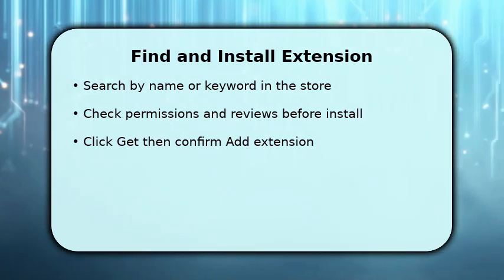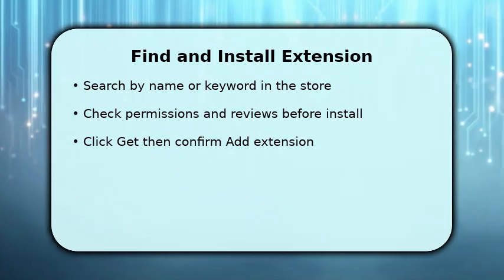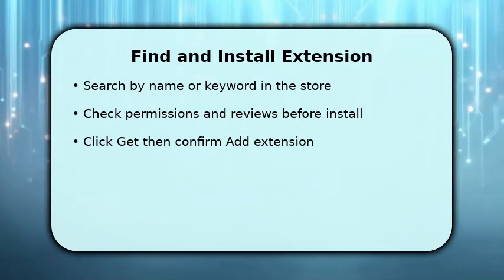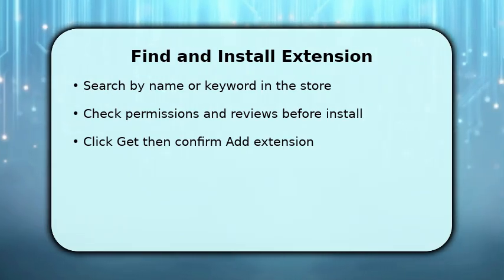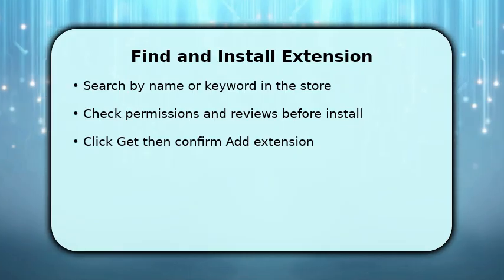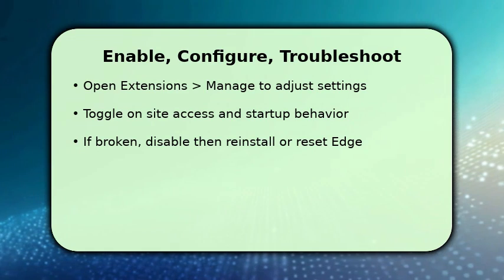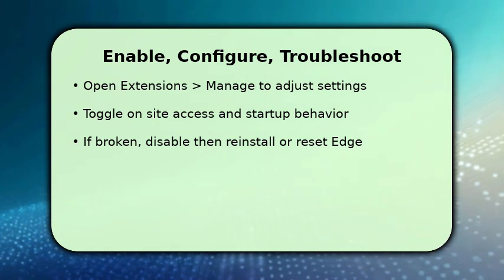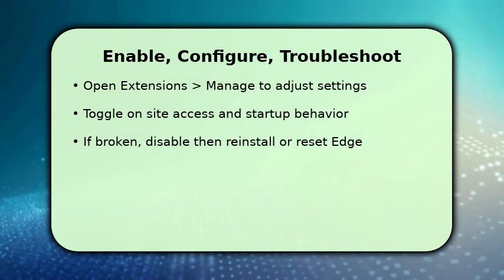Edge will download and install it, and you'll see the icon appear in the toolbar. If you want it pinned, click the puzzle icon and pin the new extension so it's always visible and ready to use. You finish by opening Extensions and selecting Manage to configure options like Site Access and Startup Behavior. Adjust these so the extension only runs where you need it. Make sure to pin or hide the icon for a clean toolbar.